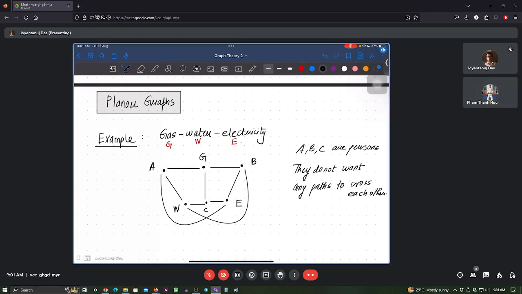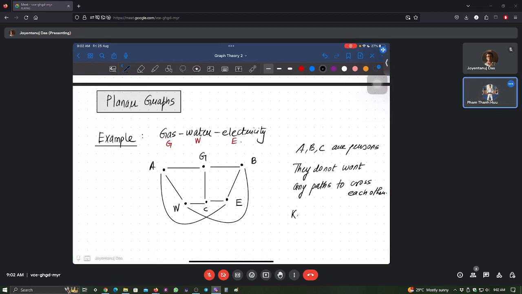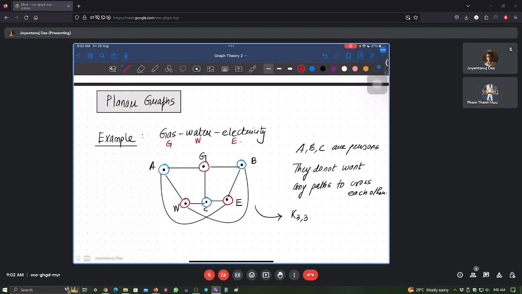We'll see why it is not possible. But if you look at the graph, it is actually a complete bipartite graph, K3,3. So this graph we can draw as equivalent to K3,3. What is the partition? I can keep the three utilities in one partition, and I can keep A, B, C in the other partition. So it is K3,3.